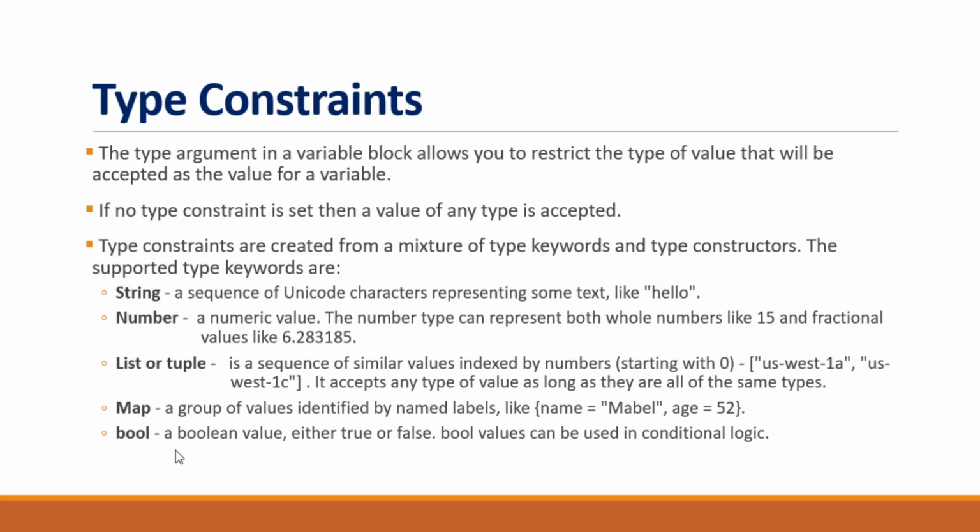Next we have bool, a boolean value, either true or false. Bool values can be used in conditional logic. So if you are using any loop, in that case you can use booleans also. I hope this clears up the type constraint. We will see in demos, so you will get more clarity on this. So let's move to the demo.